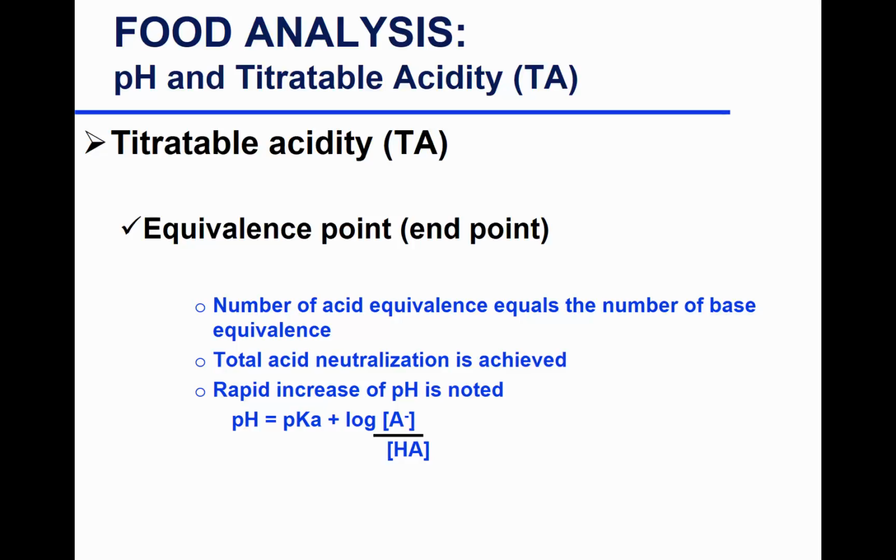So at equivalence point, which is the end point of the titration, you will have number of acid equivalents equal number of base equivalents. We go back to that equivalence that we introduced earlier, which is very important because it determines your equivalent weight, which you need for the calculation.